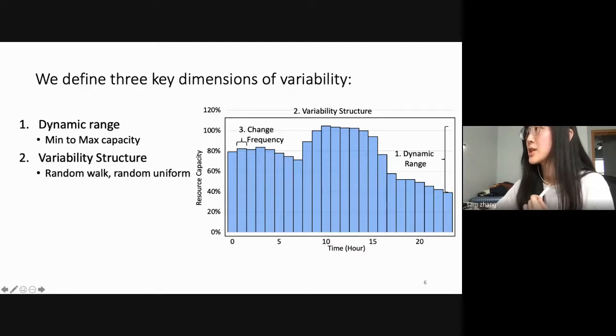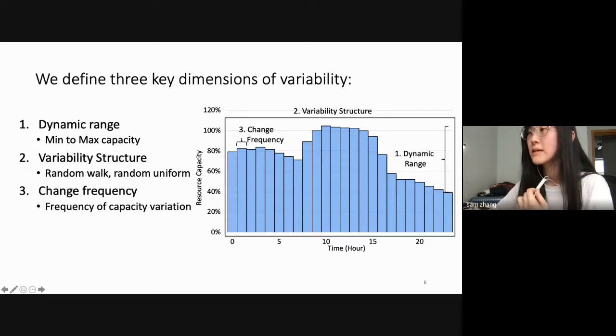The second measures the total variability structure. So we have a random walk, which measures gradual, smoother types of changes, so between intervals the changes are small or gradual. Then we have random uniform, where between 2 intervals, the changes can be anywhere within the dynamic range. And last, we have change frequency. Basically, this is the frequency of the capacity variation, so how long each variation would last.